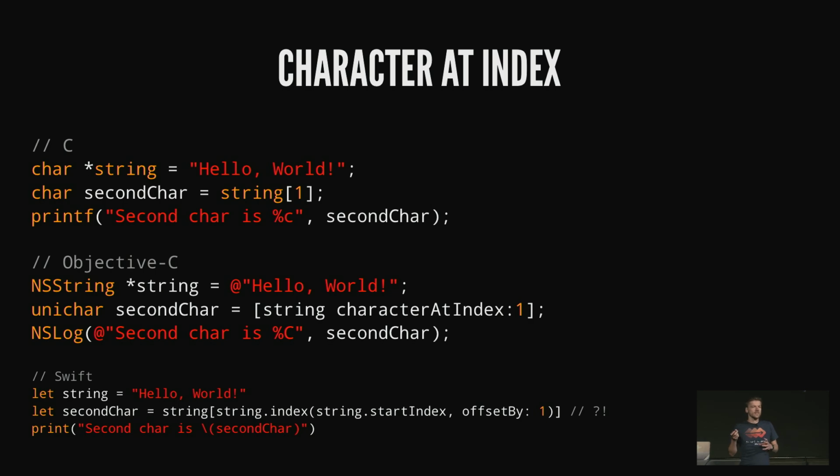But Swift strings have a reputation for being difficult to work with if you're trying to do anything kind of complicated. So let's say you want to get the nth character of a string. In C, that's very easy. You just give the index and you get the character you asked for. Objective-C is a little bit more verbose because it wouldn't be Objective-C if it wasn't, but it's still basically the same idea. And then you've got Swift.